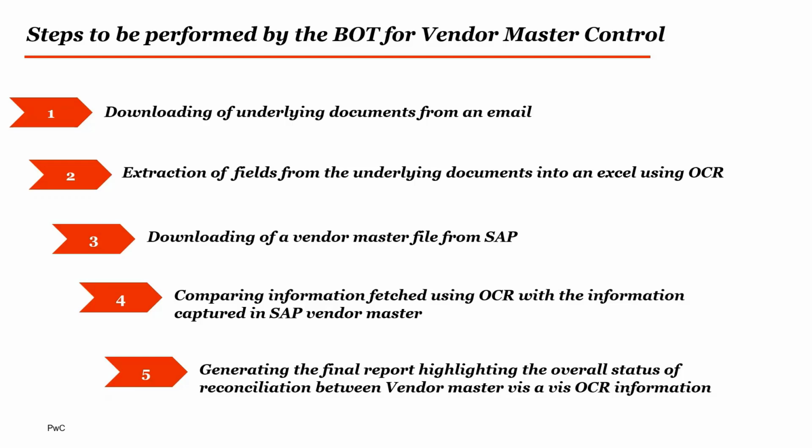Step 1. Downloading underlying documents from email. Step 2. Extracting fields from the underlying documents into an Excel file using OCR. Step 3. Downloading Vendor Master file from SAP. Step 4. Comparing information fetched using OCR with the information captured in Vendor Master file. Step 5. Generating the final output report after the reconciliation between Vendor Master file and OCR information.